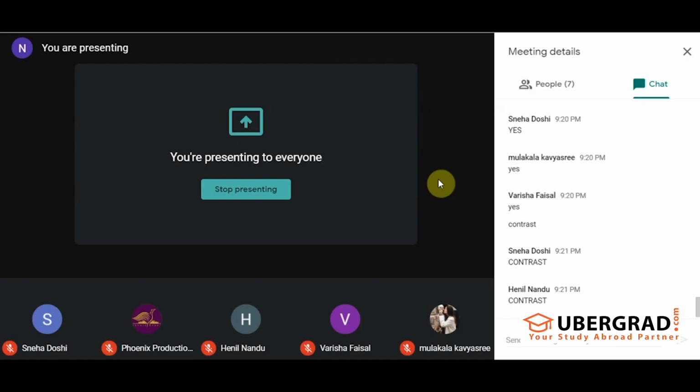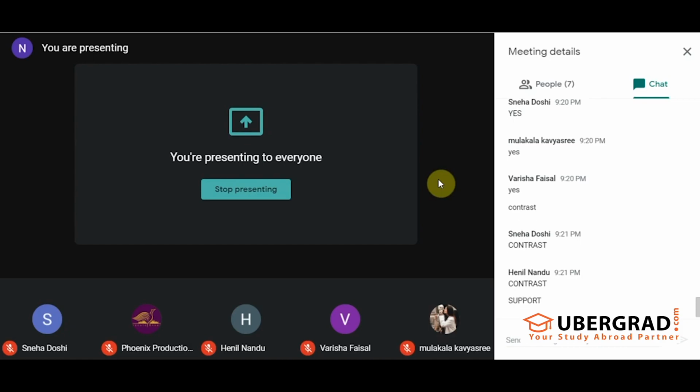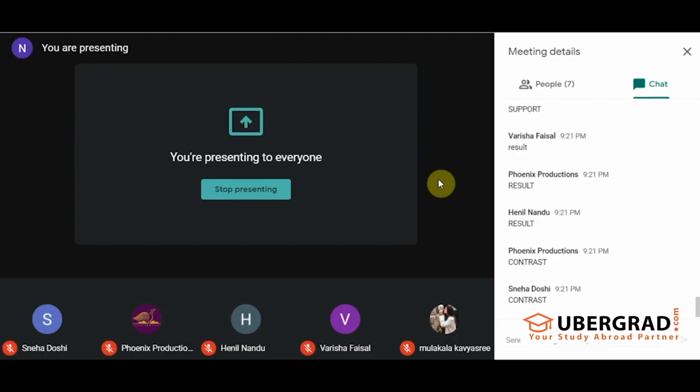Similarly, let's say he's writing a problem solution essay, and in one body paragraph the candidate has written all the problems, and in the next body para the candidate wants to write the solutions of those problems. So the solution paragraph should start with again which indicator? You will start the solution paragraph by using contrast indicator.